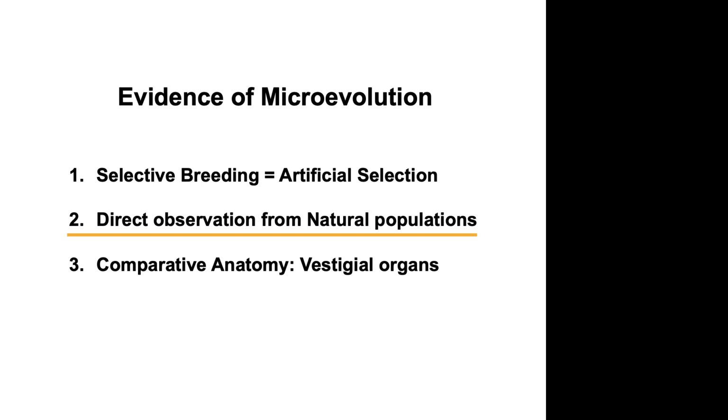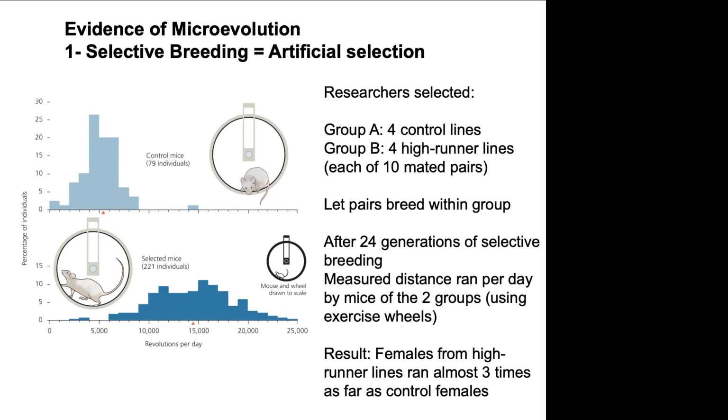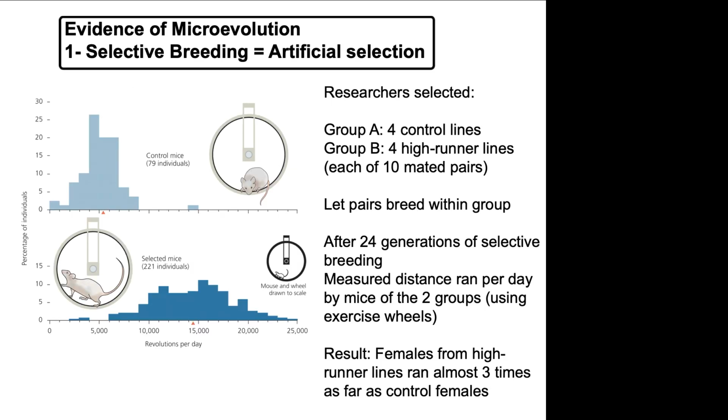You can also have direct observation of natural populations, this microevolution, so you can see variants within a population of plants, animals, or other organisms. And by comparative anatomy, that is, you can find vestigial organs that are still there in organisms that no longer need those organs, but their predecessors, their ancestors, did use those organs. So here's one bit of evidence for microevolution, that is selective breeding or artificial selection.